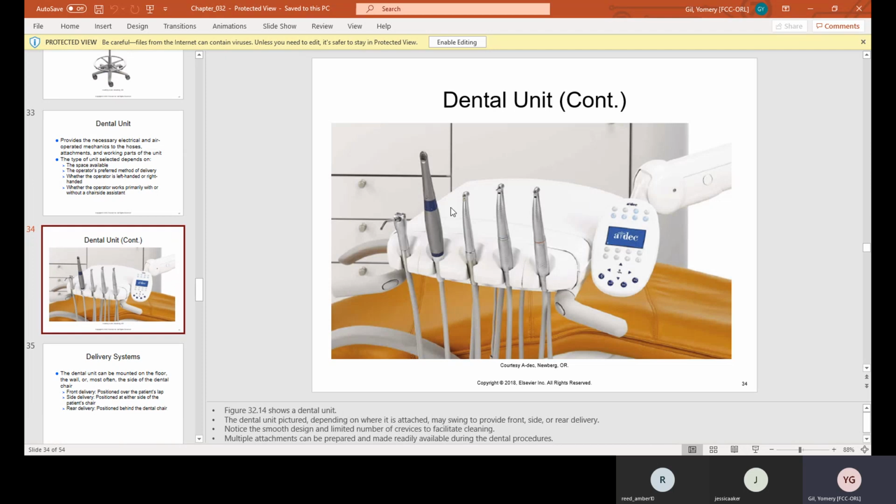This is where all the high speeds go. This is the air water syringe, and this is the low speed or the slow speed. These are all little buttons that make this move and make different things go on here. It's been a very long time since I've seen a dental office that uses one like this. Where I used to work, they didn't have this. The high speeds, all this stuff was actually attached to the counter. All this stuff we didn't need.